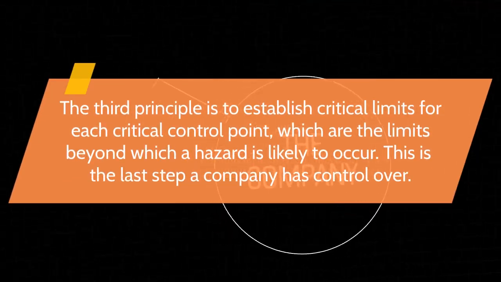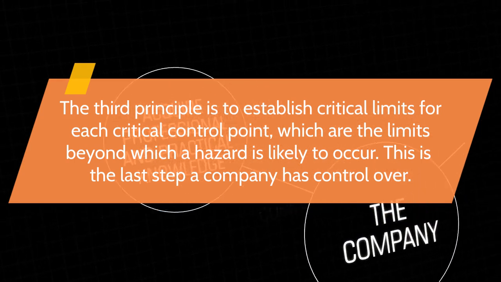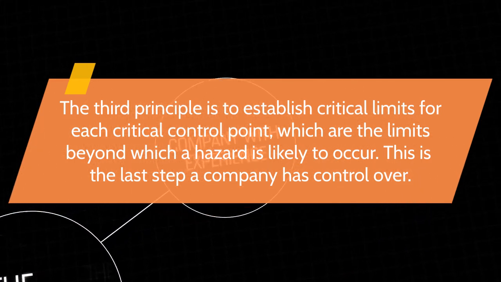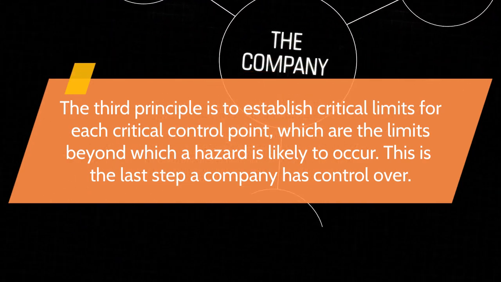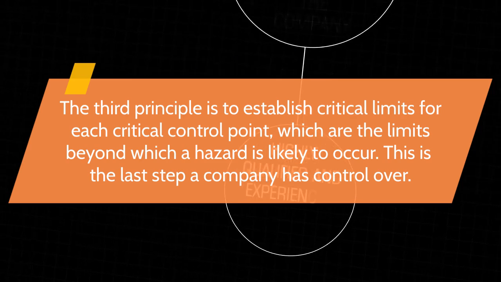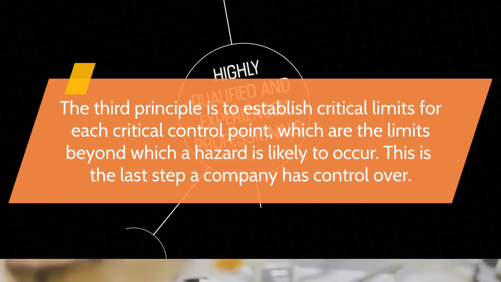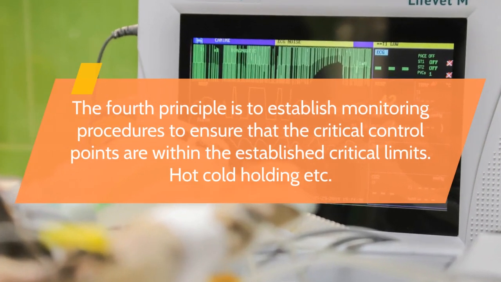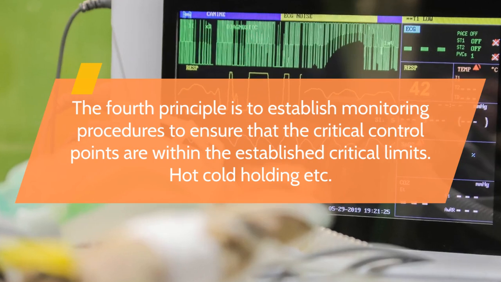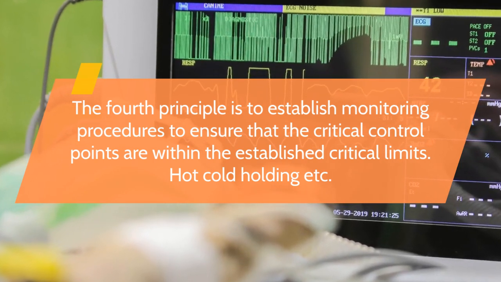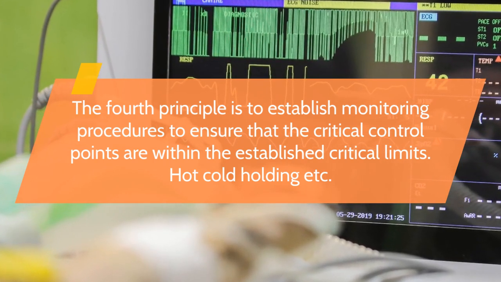The third principle is to establish critical limits for each critical control point, which are the limits beyond which a hazard is likely to occur. This is the last step a company has control over. The fourth principle is to establish monitoring procedures to ensure that the critical control points are within the established critical limits. Hot, cold, holding, etc.